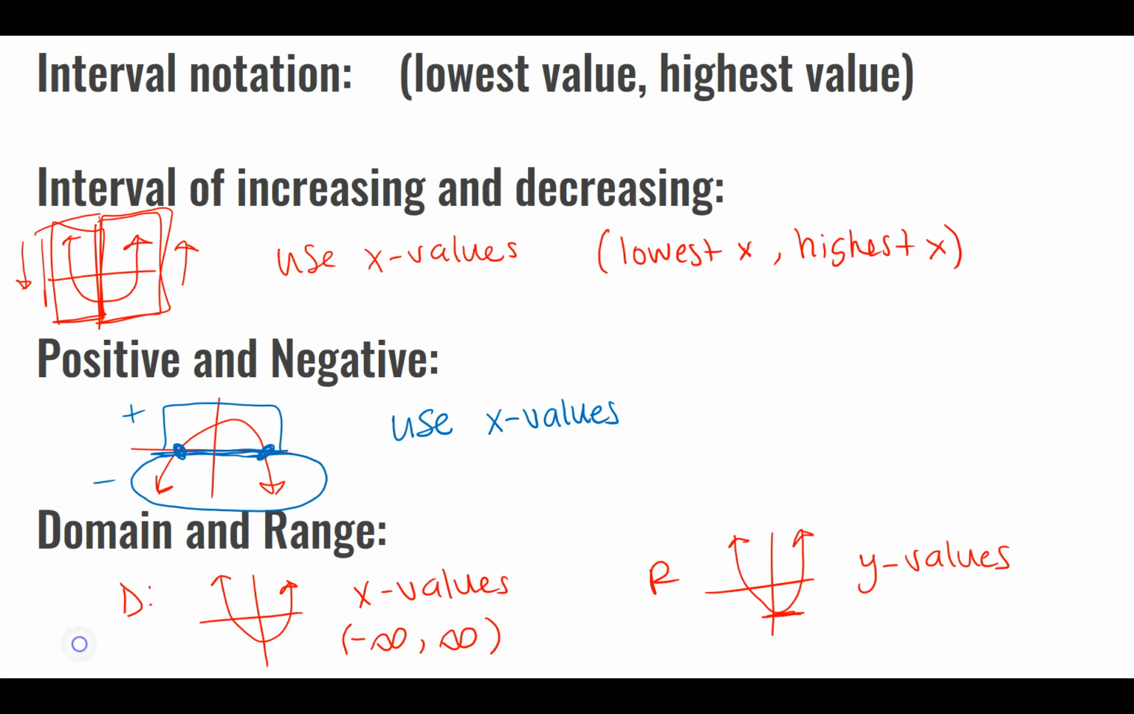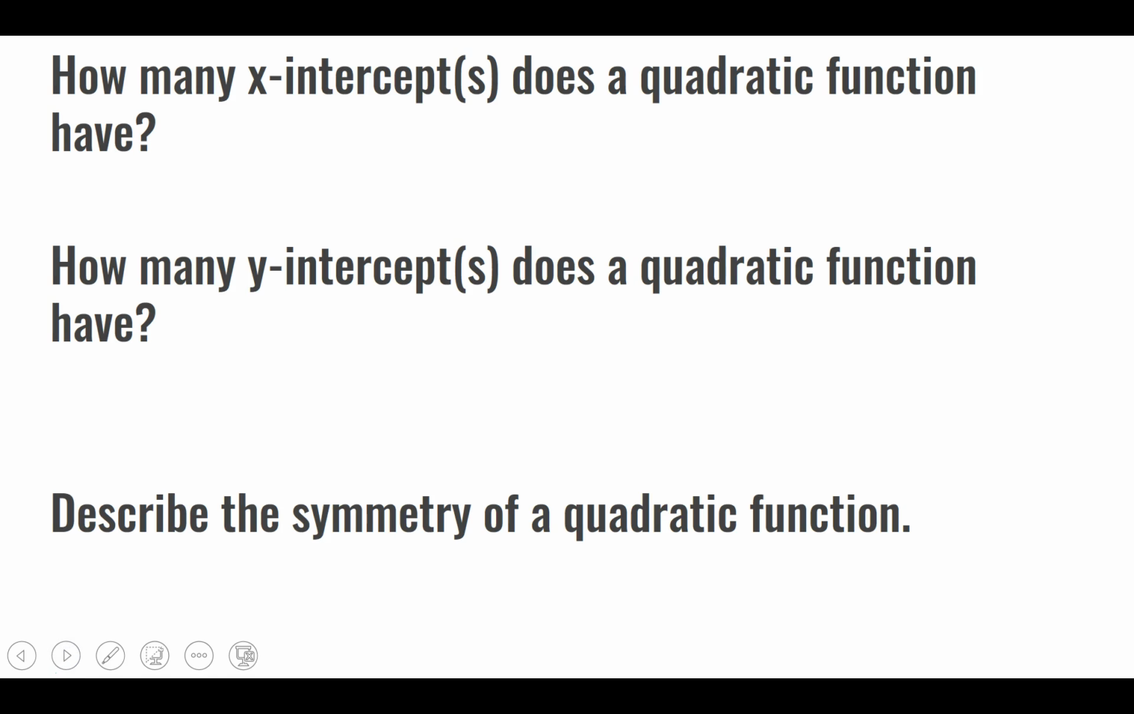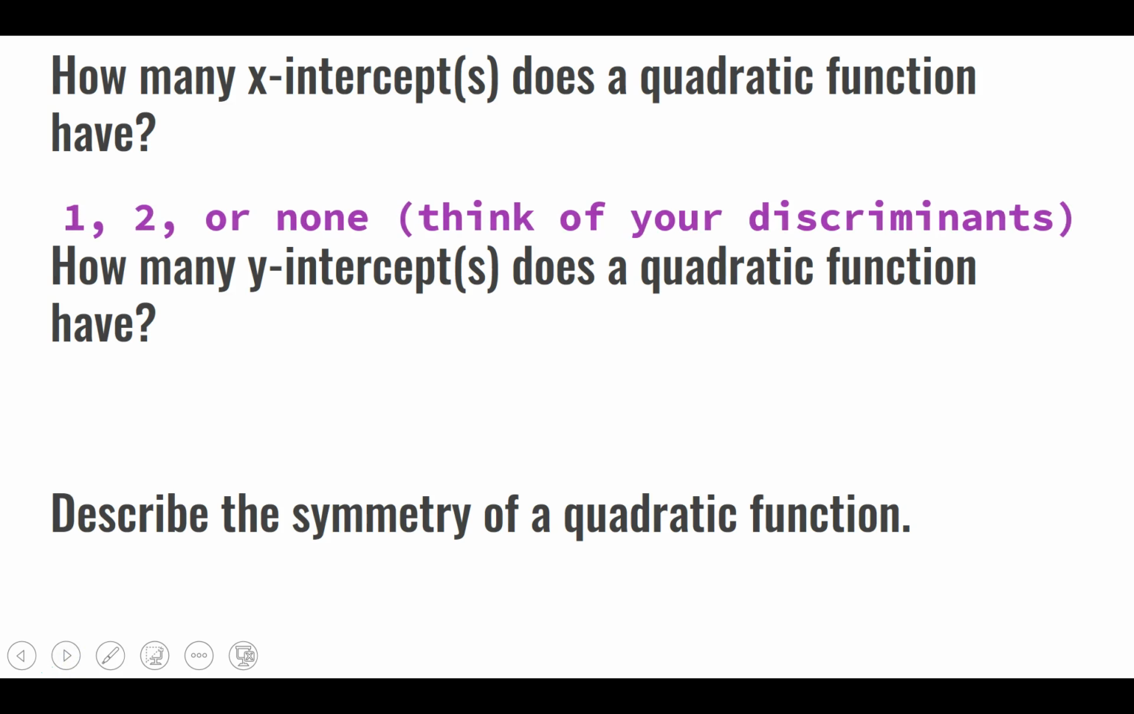Okay. Now let's describe those pieces that we had put on before. So go back to the front. We're going to describe each piece. Okay. When we're talking about x-intercepts, how many could I have? We could have 2. We could have 1. Or we could have none. Good. Like that's what our discriminants told us, right? It could cross twice, just once, or none at all.